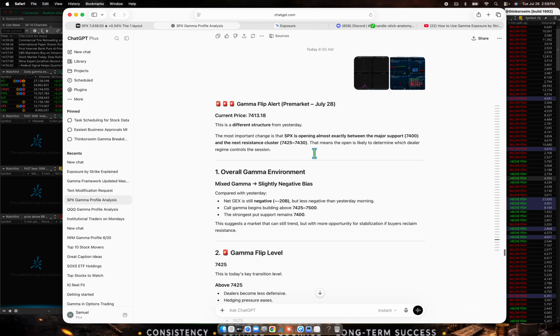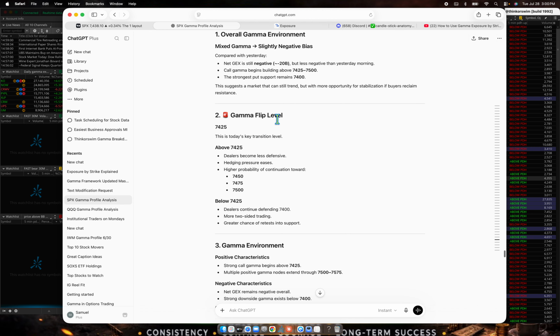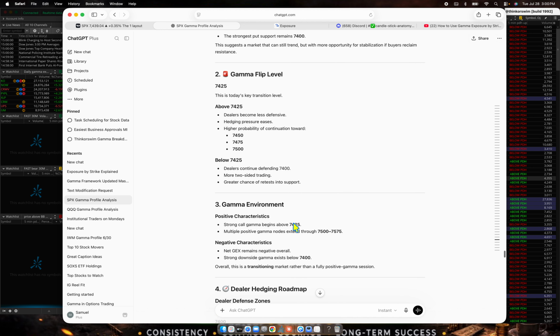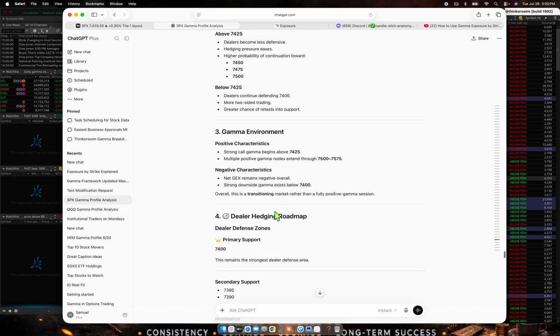74.25 through 74.30, slightly negative bias compared with yesterday. Gamma flip level above 74.25. This is today's key transition level. Above 74.25, how dealers should be acting. Below 74.25, how dealers should be acting. Okay, our gamma environment: positive characteristics, negative characteristics.